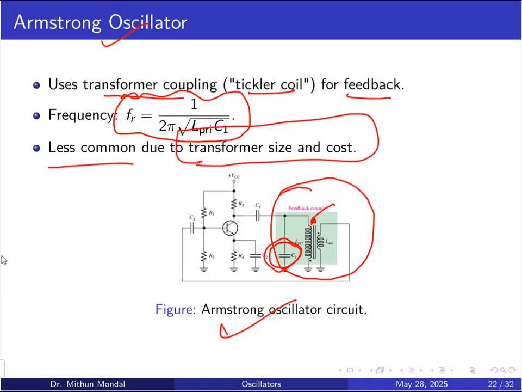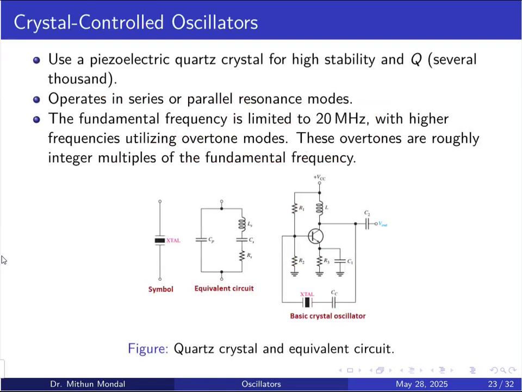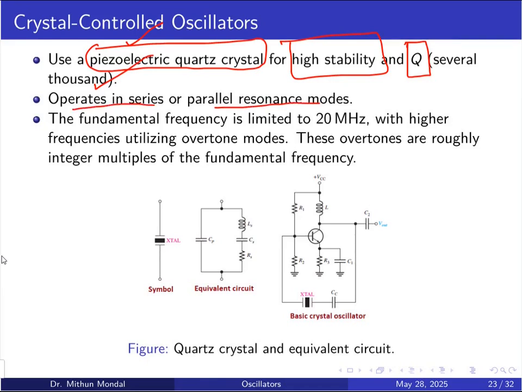This type of oscillator circuit, the Armstrong oscillator, is less common because the transformer size and cost is the main limitation. Another form of oscillator is the crystal controlled oscillator, which uses a piezoelectric quartz crystal for high stability and a quality factor Q of around several thousand. It operates in series or parallel resonance mode. So either it will be operating in series resonance or parallel resonance.